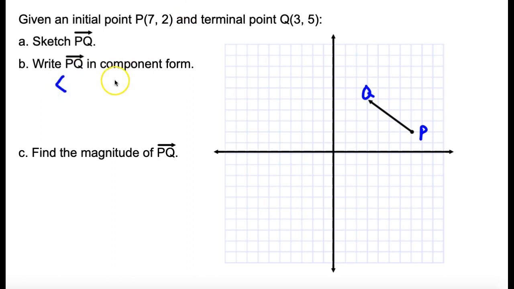Now it says write this in component form. So I just want to think about how far left or right did we go, and how far up or down. We're going like this. To get from P to Q, I would go left 4. So my x portion of this vector would be -4, and then I'm going up 3. So this would be my PQ in component form.